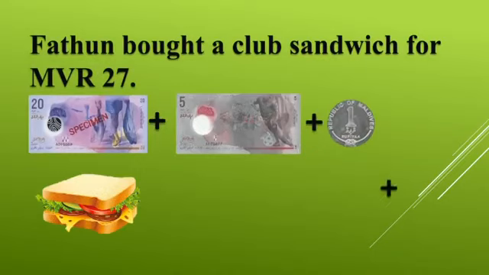This time Fatun adds 20 rupiah, 5 rupiah and 2 coins of 1 rupiah. Then it gives the total 27 rupiah. This is the second way we can partition 27 rupiah.